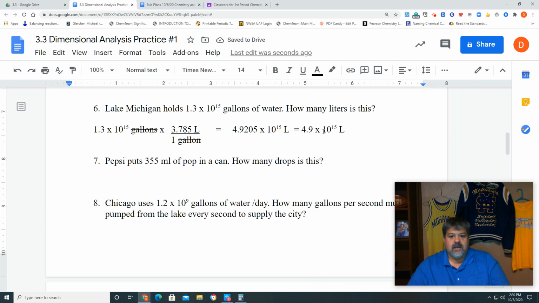And does the answer make sense? Yeah. 4 times 1.3, a little over 4. Yep. It's about that. So all we have to do is highlight that in our yellow so we know that that is our correct answer. There we go. That's how to do question number 6.